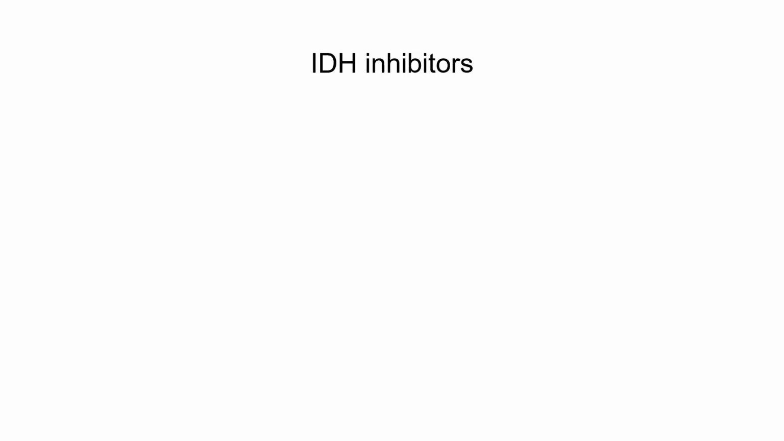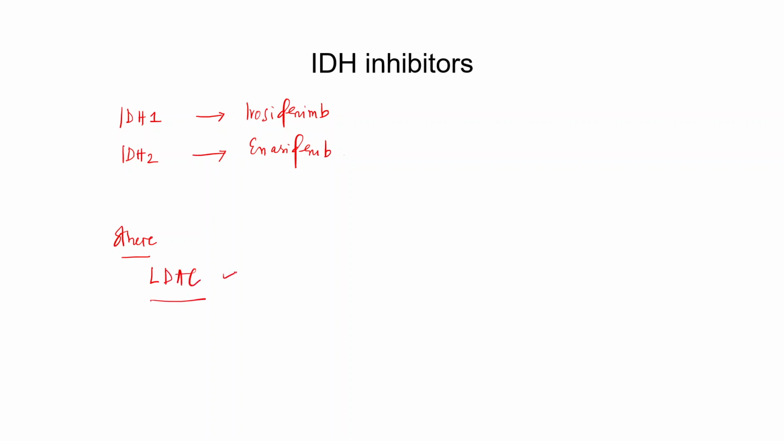The next is IDH inhibitors. If MDS patients have IDH1 or IDH2 mutations, then you can give drugs like ivosidenib, similar to AML. In AML also I told, if they have these mutations, ivosidenib is an IDH1 inhibitor, enasidenib is an IDH2 inhibitor. So these drugs can also be given. Apart from that, in resource limited settings, they have found that low dose cytarabine can also be given to patients with MDS. Okay, so these are the drugs.